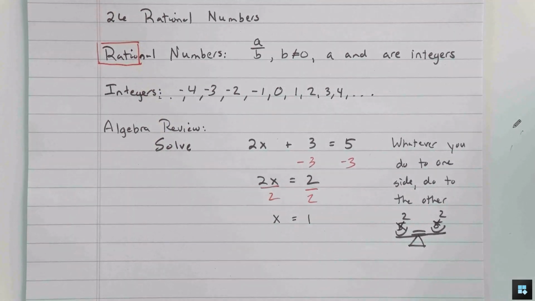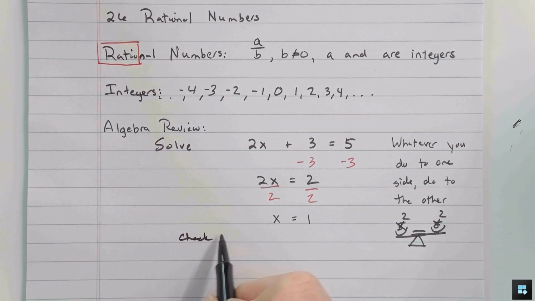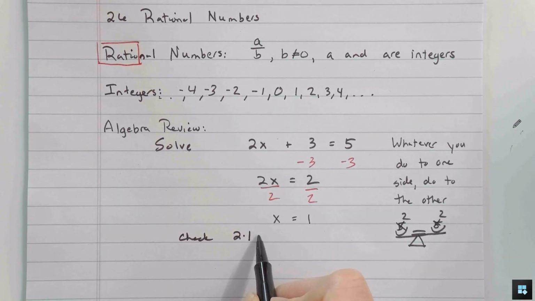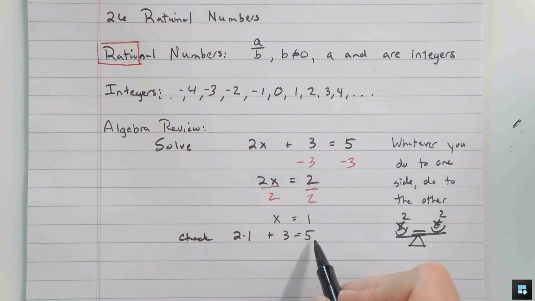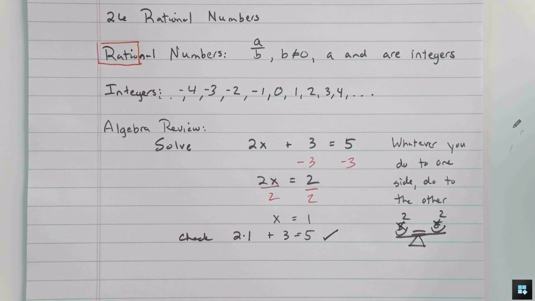So x is the number that makes the equation true. You now have 2 times 1 plus 3 equals 5. You can check that out. 2 times 1 is 2, and you add 3 and you get 5. So that checks out. Whatever you do to one side of the equation, you do to the other when you're solving equations.